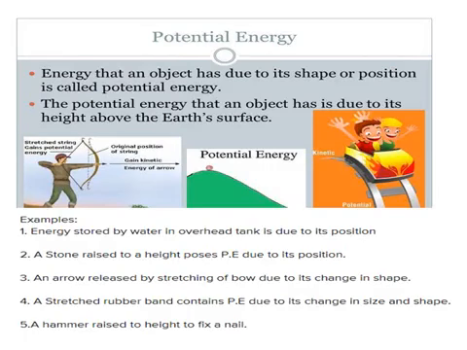A hammer raised to a height has potential energy because once it is released, it will fall, which does the work. So in short, potential energy is defined as the energy possessed by an object by virtue of its position.